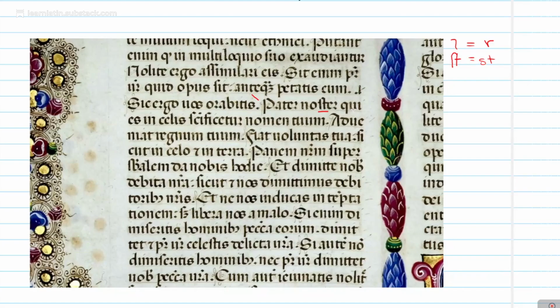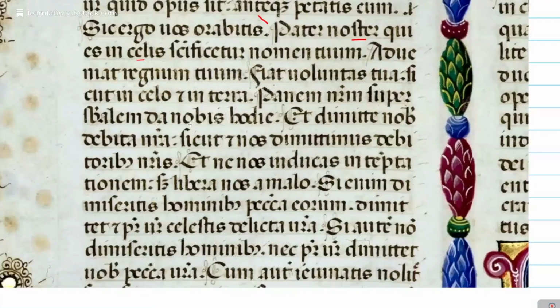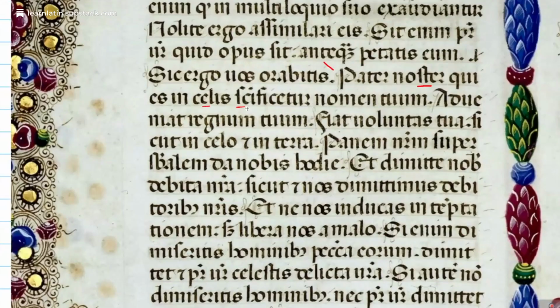Qui, Q-U-I, qui es in caelis. And you see here the diphthong, this E, it's going to be sometimes I, right? Caelis. Sanctificetur. Let me zoom here. Long S, remember this is just an S. Sancti, this is an abbreviation, very common.